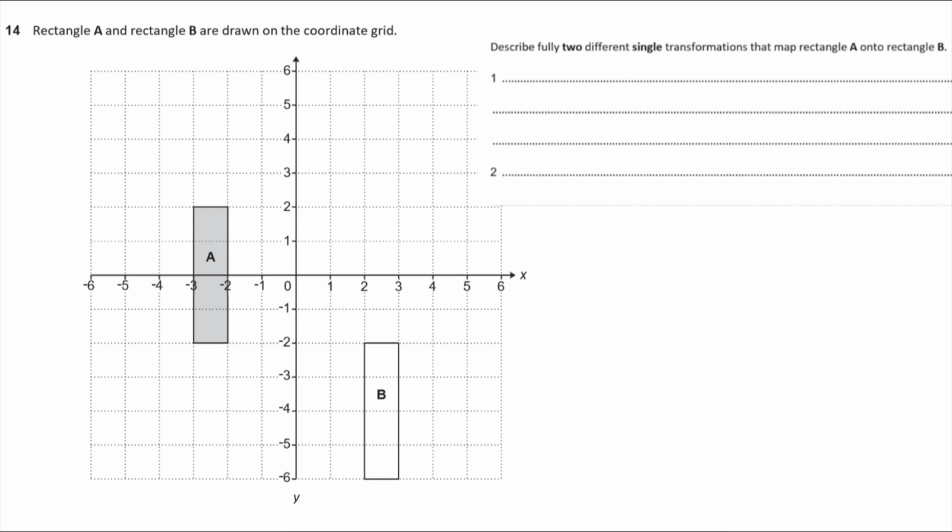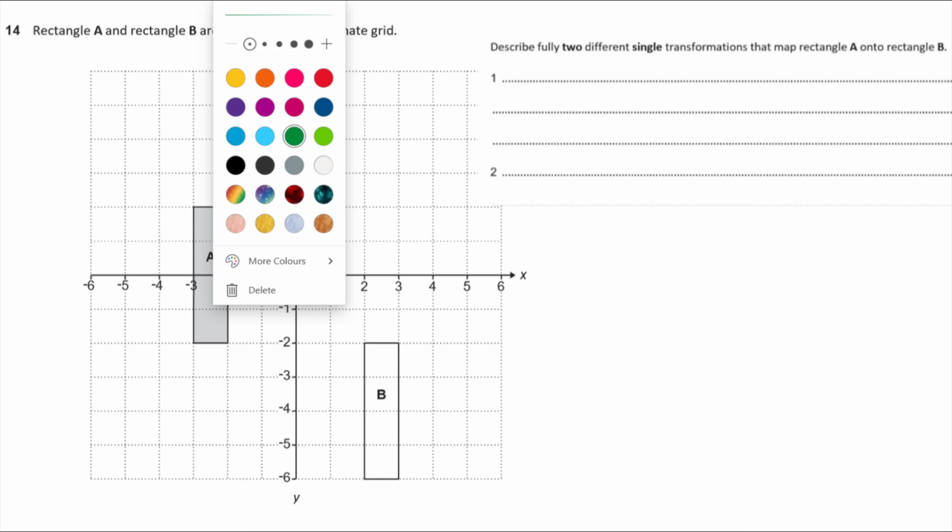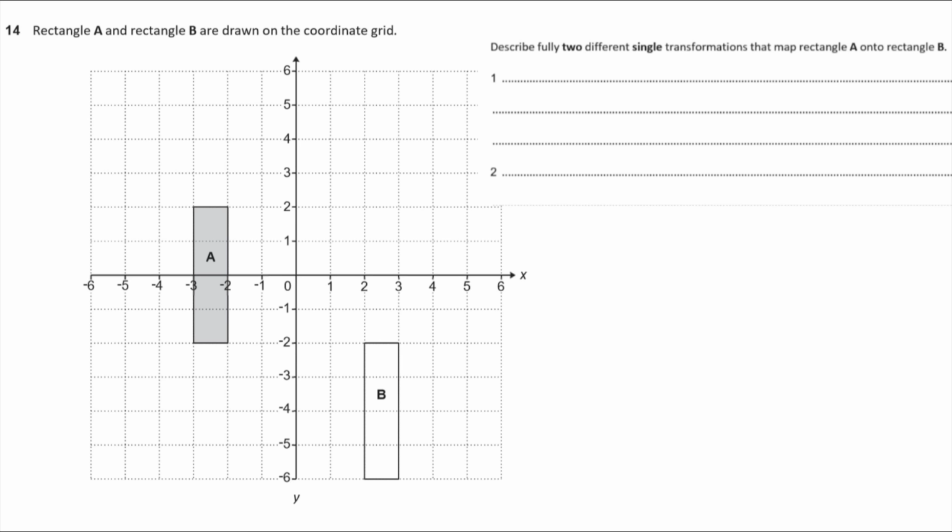Question 14. Rectangle A and rectangle B are drawn on a coordinate grid. Describe fully two different single transformations that map triangle A onto triangle B. Okay. Well, first up, and the most obvious one, I think, is a translation, isn't it? I could draw a vector running from the top right corner of A down to the top right corner of B, like that.